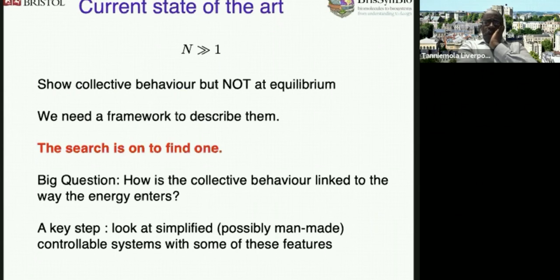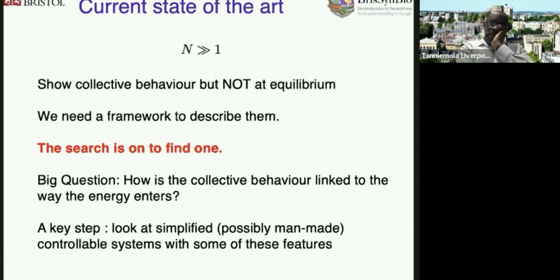So in all these systems, like our phases of matter, we have many interacting entities, but they're not stationary. The flock was moving, it was going somewhere. So if we define equilibrium as being something that's stationary, these things are not at equilibrium. They're showing some collective behavior, they're moving together in some coordinated way, but they're not at equilibrium. And so we need a framework to describe them. We want to develop a statistical mechanics to describe them. And the search is on to find one, and it's an incomplete search.